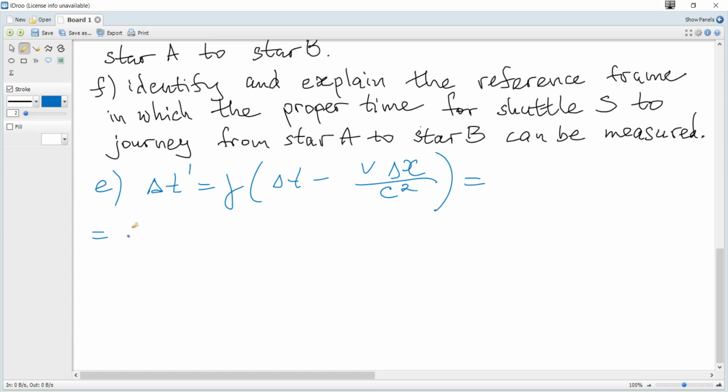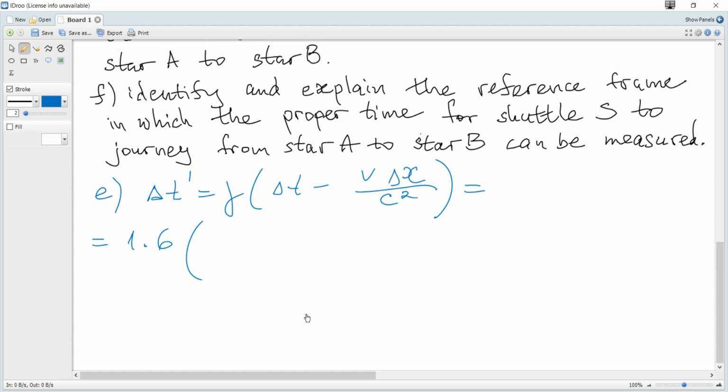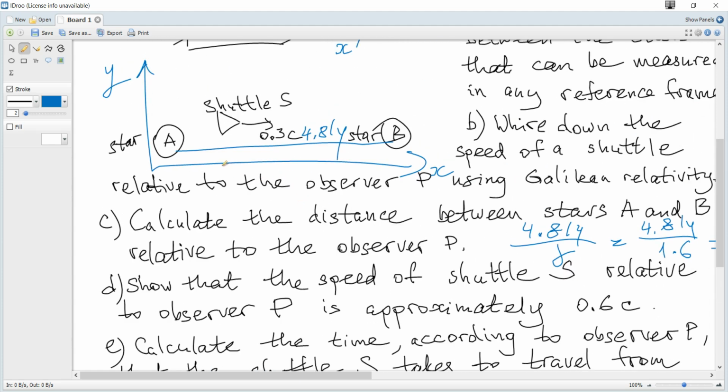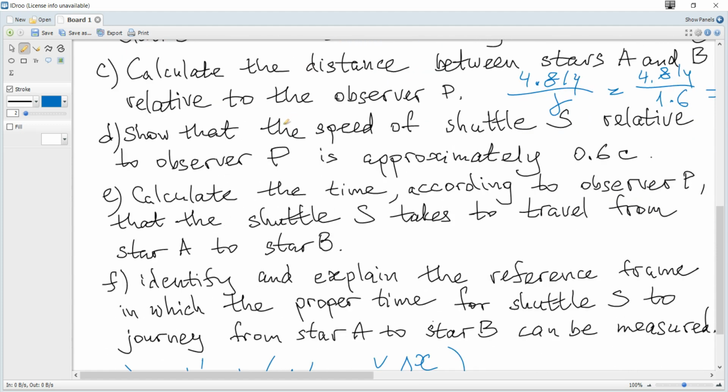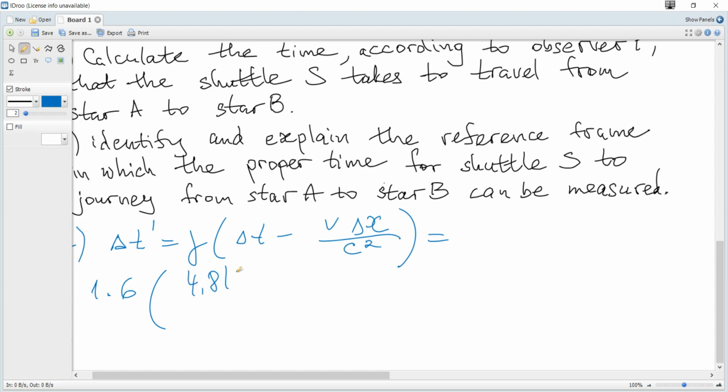So it becomes 1.6 delta t. What is delta t? It's time required to travel in the not primed reference frame, or in the reference frame relative to stars, and what is time? Distance divided by speed, and in this reference frame you can see that distance is 4.8 and speed is 0.3, so time is distance 4.8 light years divided by velocity or speed 0.3 c, and what is a light year? It's speed of light multiplied by years, so c cancels and we get the answer in years.